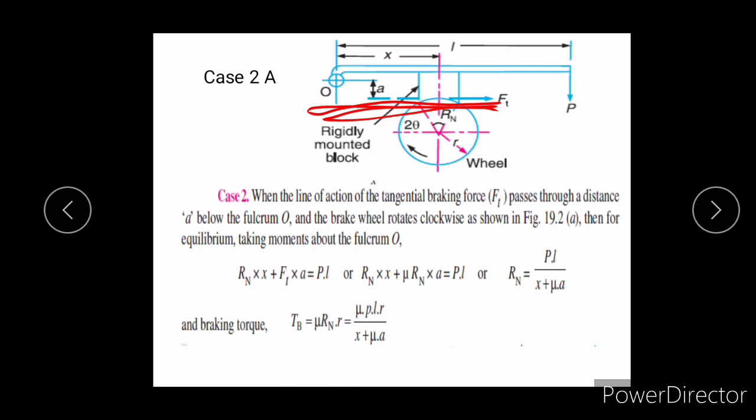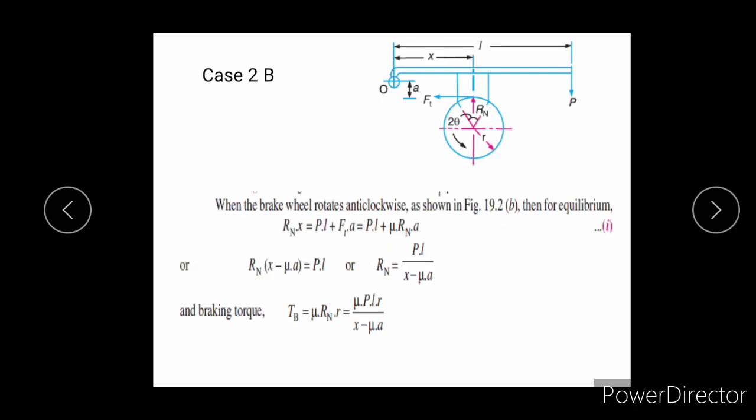So this is the case 2a. In case 2b, the wheel will move in anti-clockwise direction, so the direction of tangential force will be changed and it will go in this direction. Let us move to the next slide. Here look at the case, the same is there. Fulcrum is above, above from the line of action of this tangential force by the distance small a.